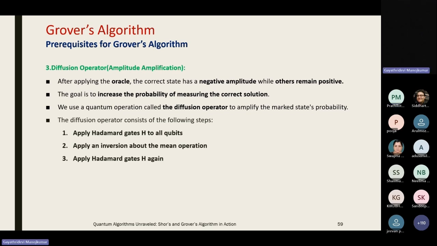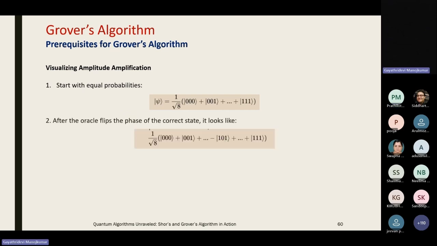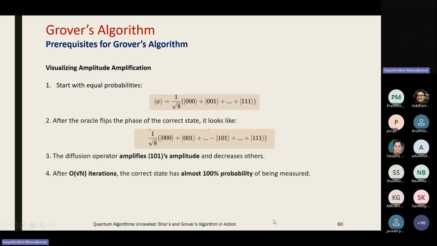Actually, first you need to apply the Hadamard gate to all the qubits, and next you need to apply the inversion about the mean operation, and then apply the Hadamard gate again. Okay, so this operation will be carried out. Once it's done, you can see here we start with an equal probability. We will be using an oracle to flip the qubits, and the diffusion operator will be applied.